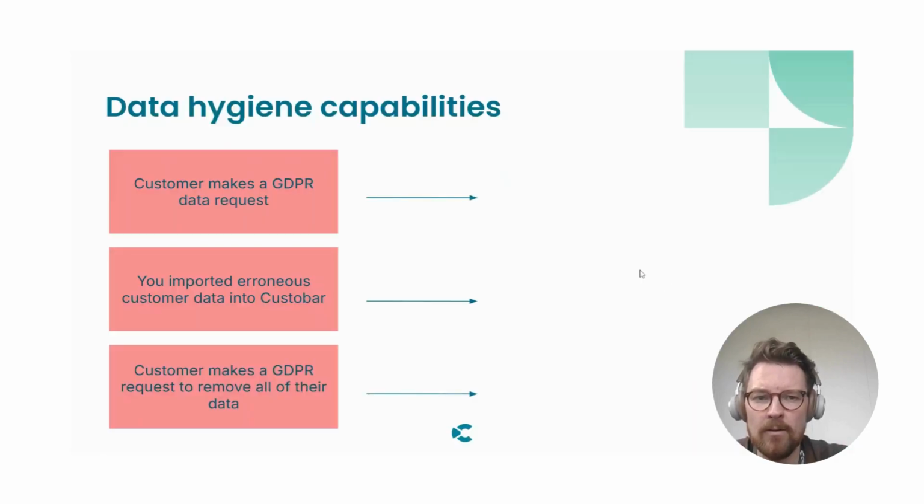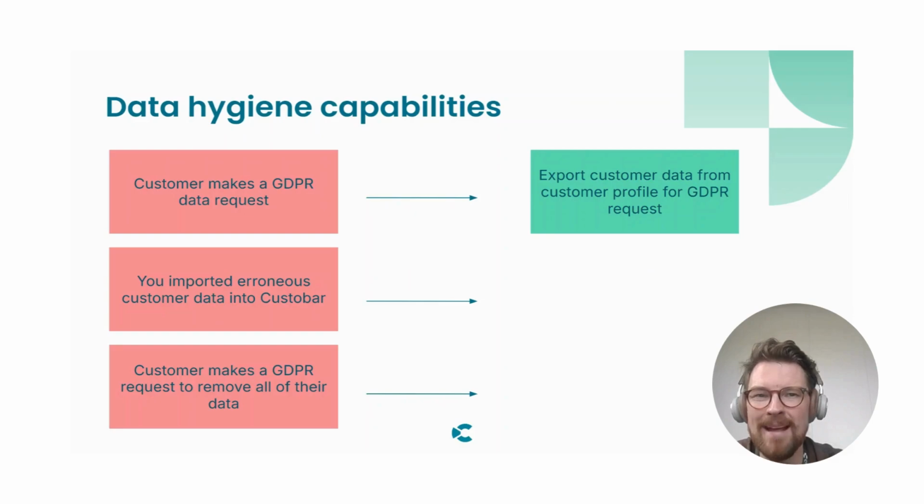So, data hygiene capabilities related to GDPR, for example. There's a possibility that a customer makes a GDPR data request. Then the Custobar user can export all the customer data from the customer profile for GDPR purposes. So the user gets a CSV out with all of the sales data, all of the customer data, all of the event data, even the campaigns, opens and clicks and so forth, which the client has got. So extremely rich data, which isn't usually available in any other platforms.